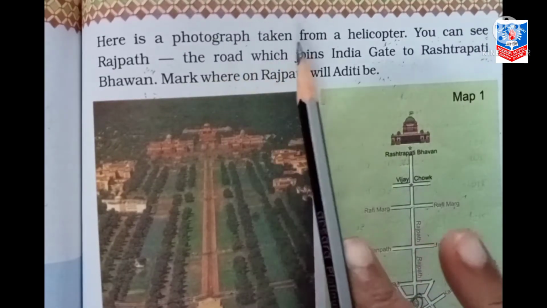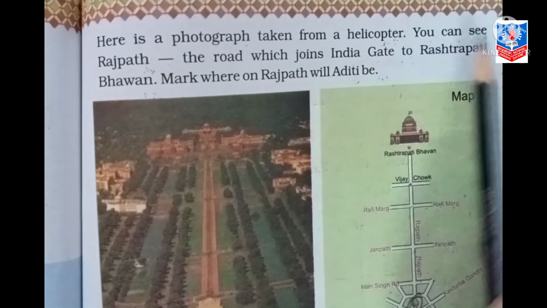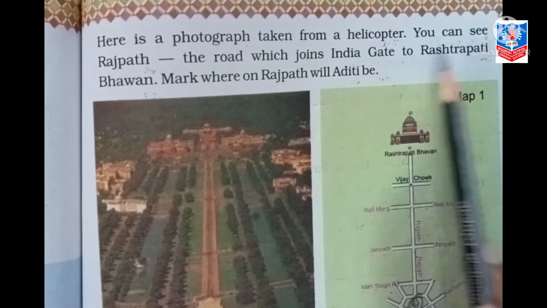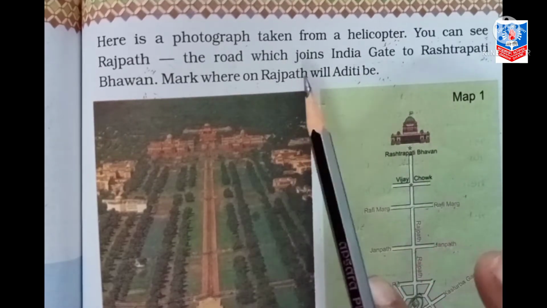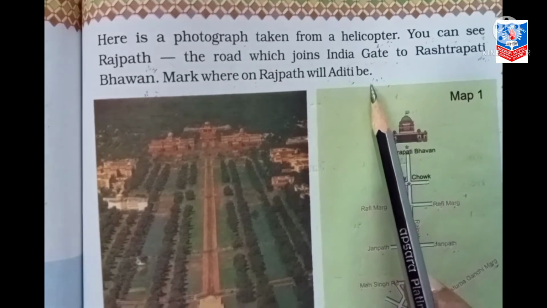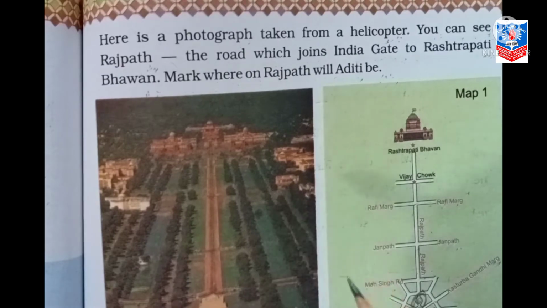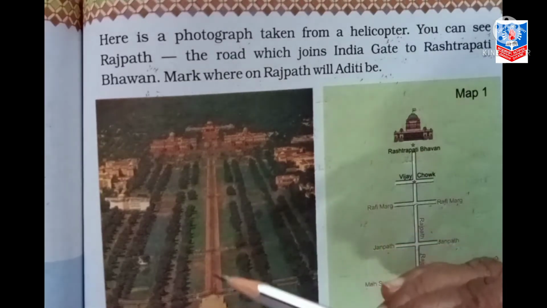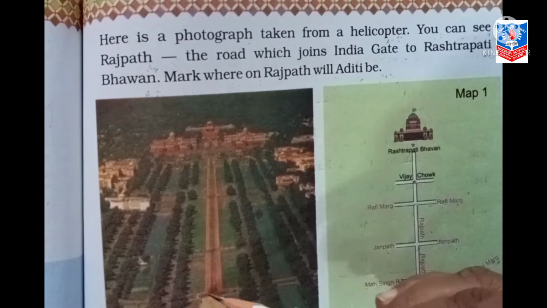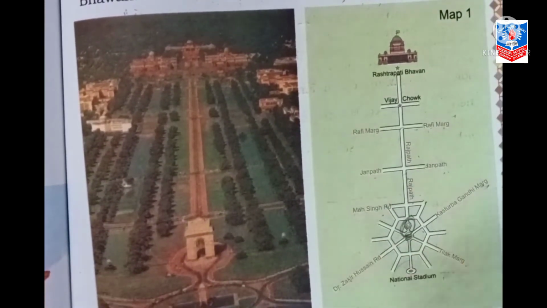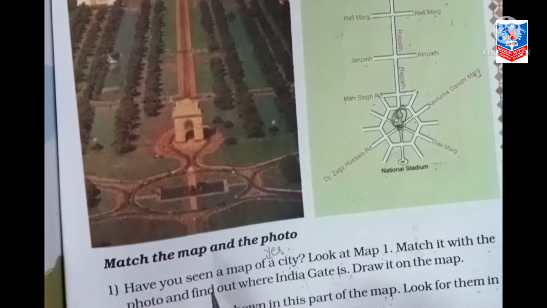Here is a photograph taken from a helicopter. You can see Rajpath, the road which joins India Gate to Rashtrapati Bhavan. Mark where on Rajpath will Aditi be. Now, see, this is a photograph taken from helicopter. And this road is Rajpath which joins India Gate. This is India Gate and this is Rashtrapati Bhavan. Now, this is the map of the photos given here. Now, you have to match the map and the photo, and then you have to answer some questions.